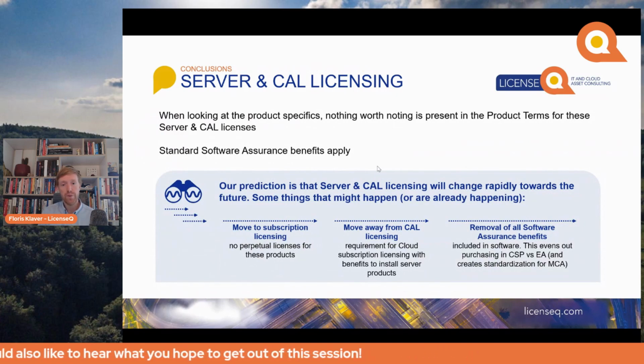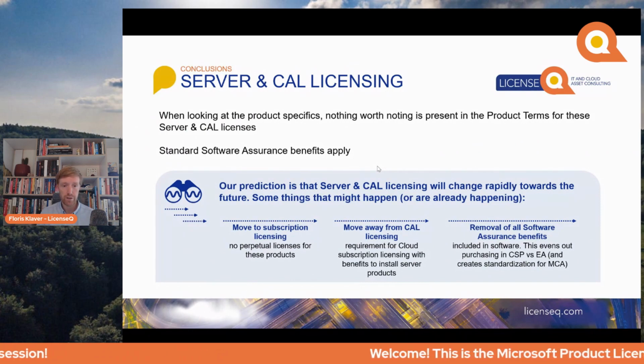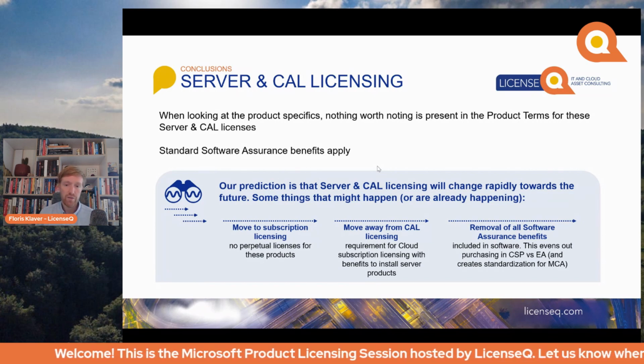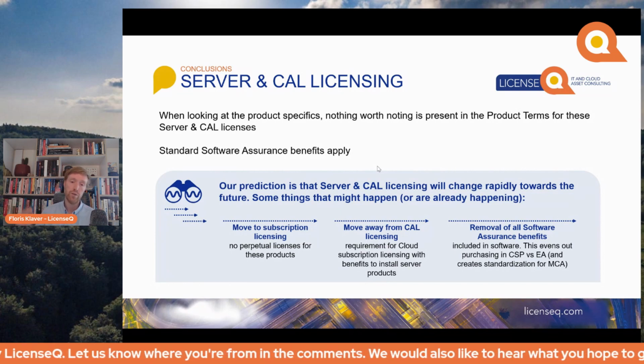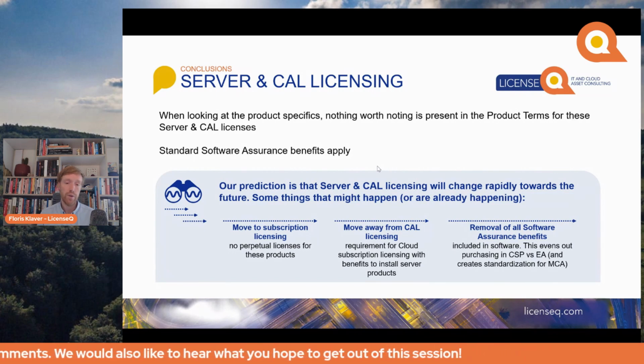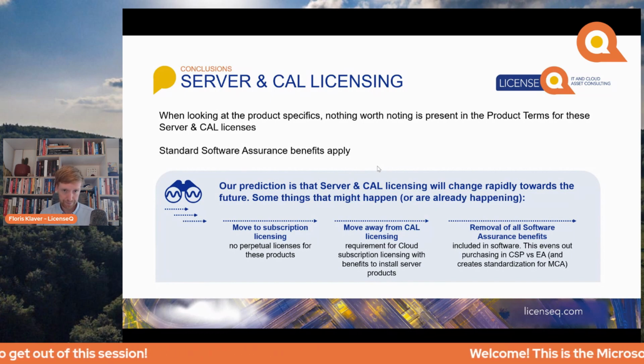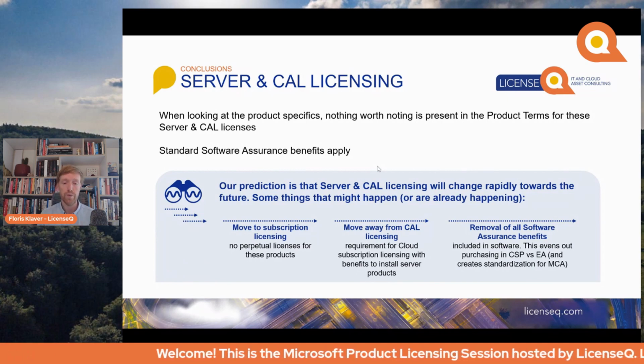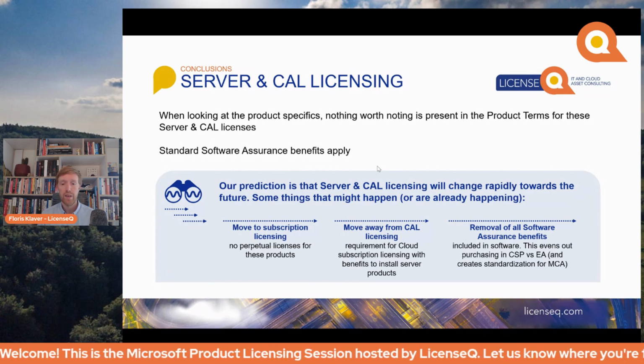So when looking at the product specifics, nothing really stands out in the product terms additional to what was already discussed. Standard software assurance benefits apply. And our prediction is that server CAL licensing will change rapidly towards the future. Some things that might happen or are already happening is a move to subscription licensing. The new model that Microsoft is releasing of a lot of these products will be subscription only. So it will not be a perpetual license anymore, but a subscription license that you will buy. And as such, all rights are included in that subscription, including, I assume, any software assurance requirements.